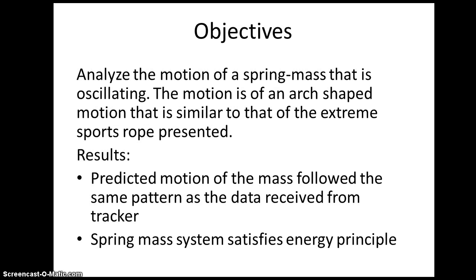Today in Lab 4 we will be talking about rope spring mass. The objective of this lab is to analyze the motion of a spring mass that is oscillating. The motion is an arc-shaped motion that is similar to that of the extreme sports rope presented. The result of this lab is that the predicted motion of the mass followed the same pattern as the data received from Tracker, and the spring mass system satisfies the energy principle.